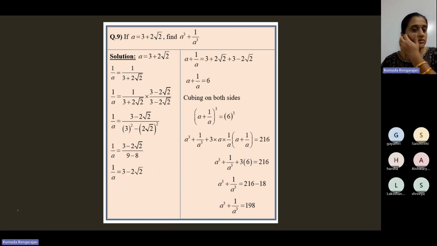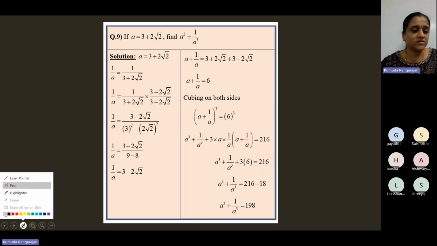What's the next question? If A is equal to 3 plus 2 root 2, find A cube plus 1 by A cube. So the procedure is this. You need to find A plus 1 by A and cube that equation on both the sides. Take the help of the slide, work it, and then we'll discuss. The identities we saw in the last class, and this right here, you can check it.